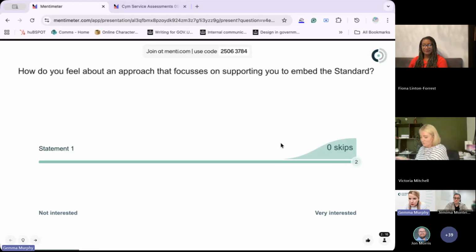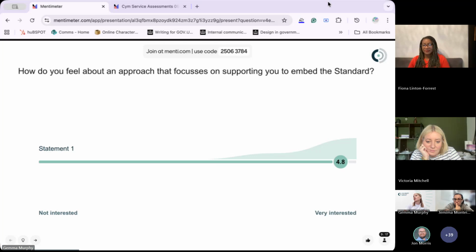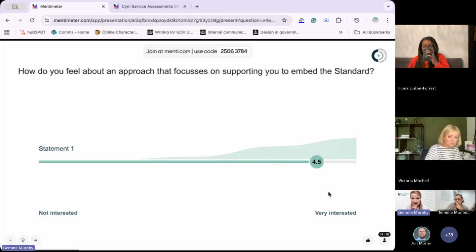Okay, so we've got 16 people at the moment, 5 responses out of those 16, and we've got Allo checking the Welsh. Do we have any coming through in Welsh, Allo? Oh, diolch. Okay, lovely. It's good to hear that people are very interested in an approach that focuses on supporting you to embed the standard. Got 14 out of 20 people joined now.